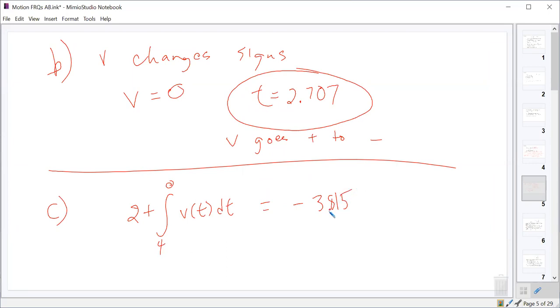Does that sound good to everybody? Everyone good there? That is correct. The lower limit will always be your given t value at which you're starting, or where you know the location, and your upper limit is always what you're trying to find. And then the constant out in front that you add is always your initial position, or whatever the position was at the t value that you were given. Yep. Everybody good there?